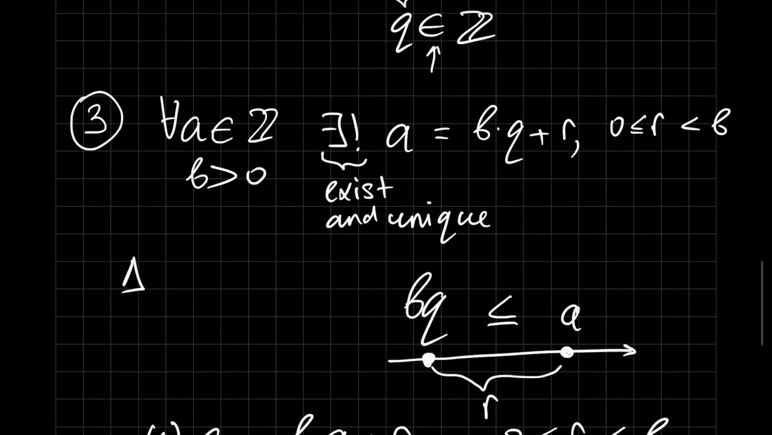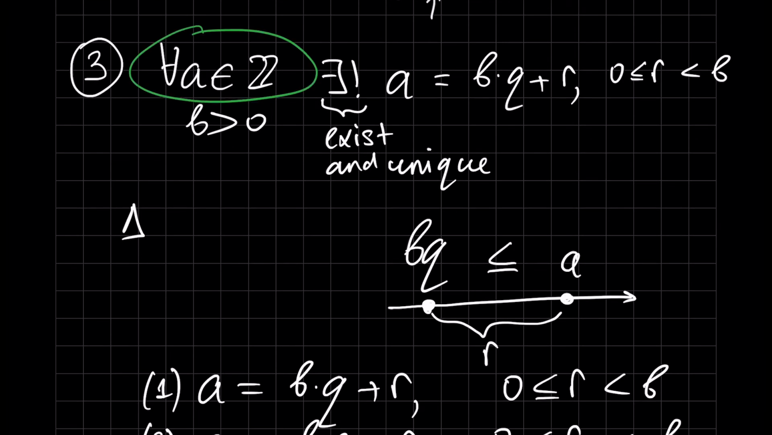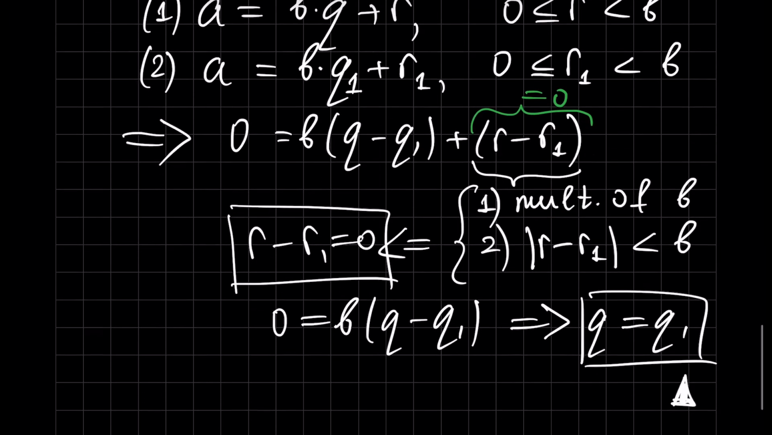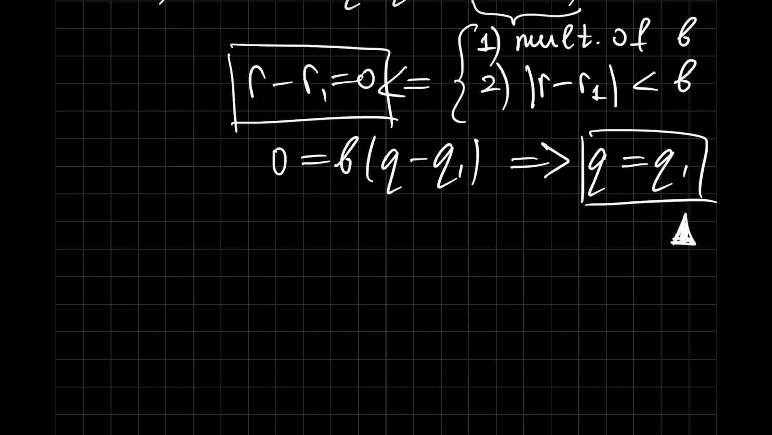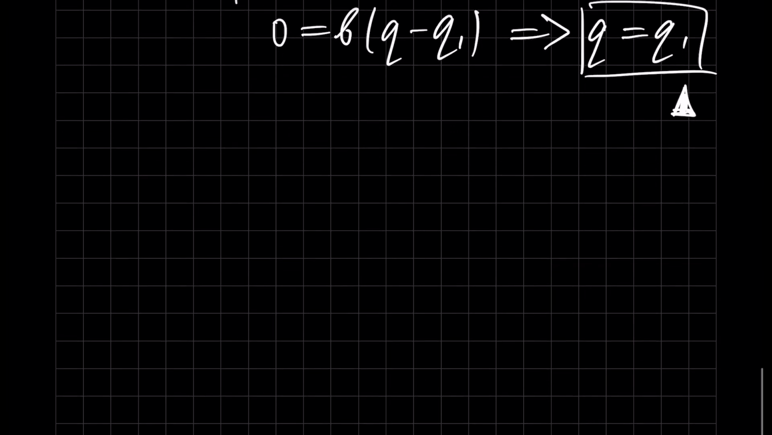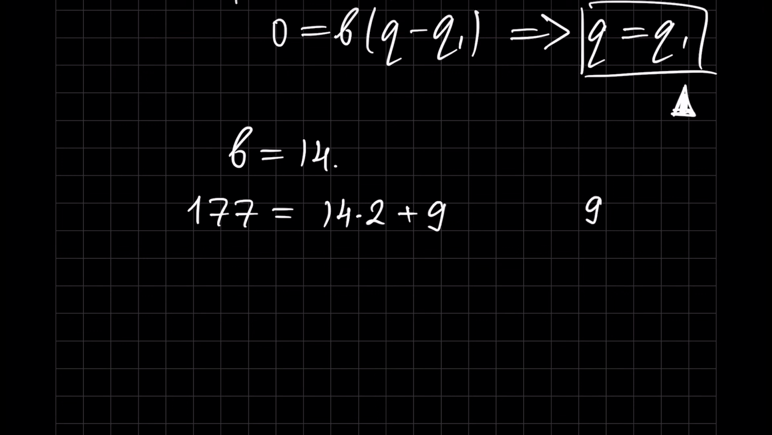So for any integer number A and some positive number B, number A can be represented as multiple of B plus a remainder, and this remainder R is less than B but not negative. Using this theorem, we can write, for example, assume our number B is 14. In this case, for number 140, we can write this is equal to 14 times 2 plus 9, where our remainder 9 is less than 14 and positive, not negative.